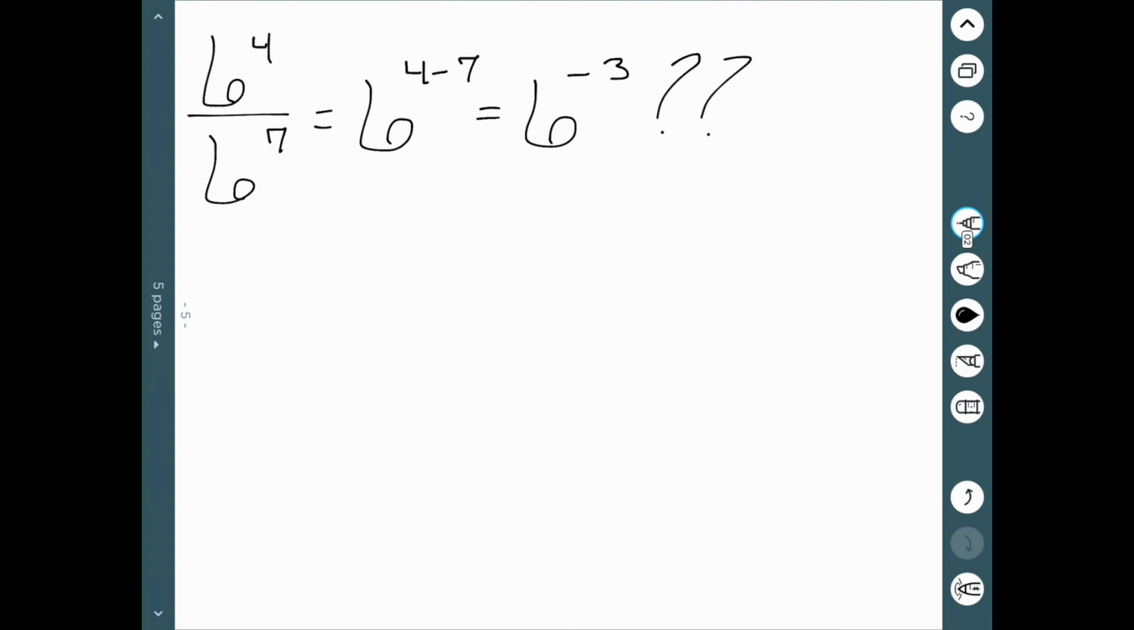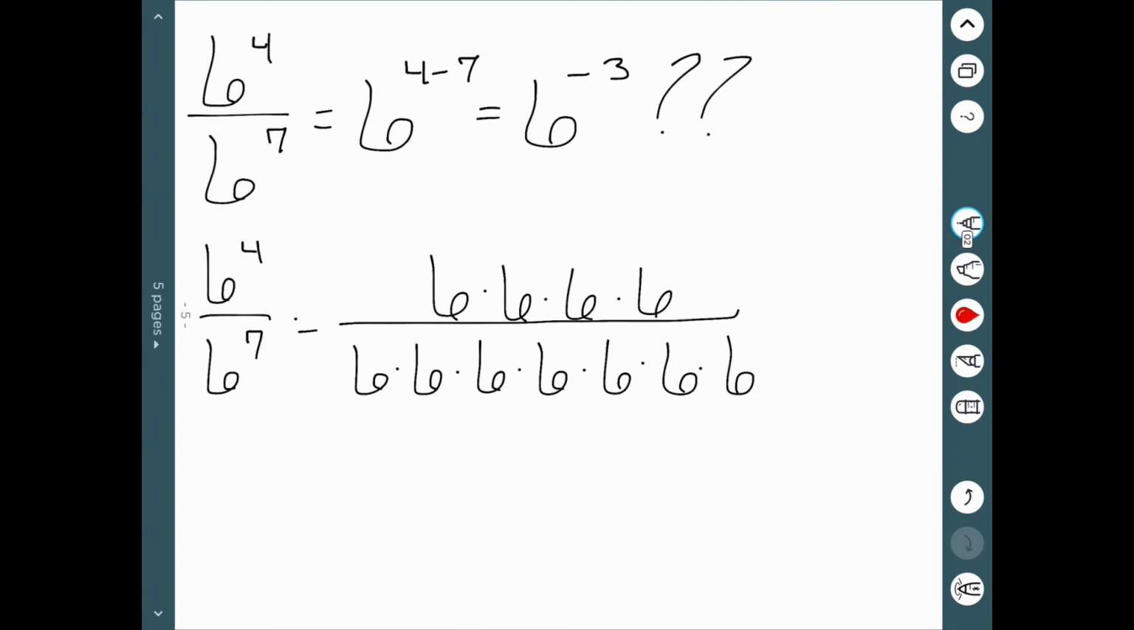Let's take a look at this from the other method we were using to actually find this quotient rule. I should have 4 sixes on the top and 7 on the bottom. When we start canceling things on the top and the bottom, you'll notice that everything on the top cancels. Essentially, the top turns into a 1, and the bottom, I have 3 sixes, so 6 cubed. And in order for things to make sense mathematically, we need 6 to the negative 3 to be the same thing as 1 over 6 cubed. And so this is how we define negative exponents.